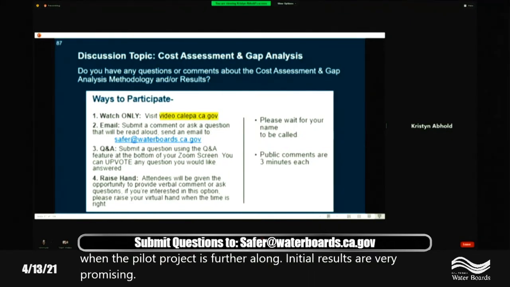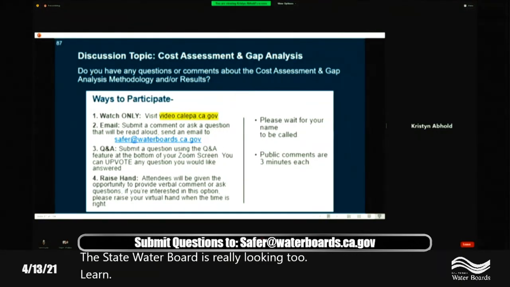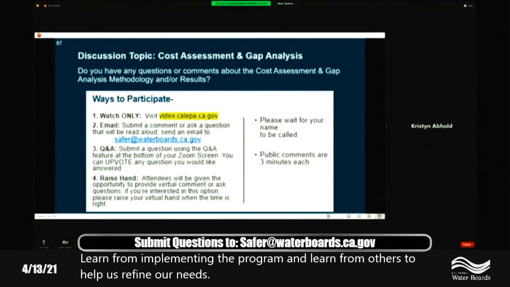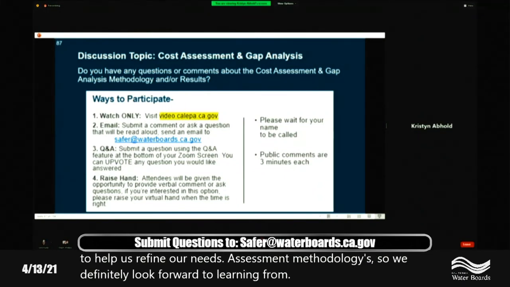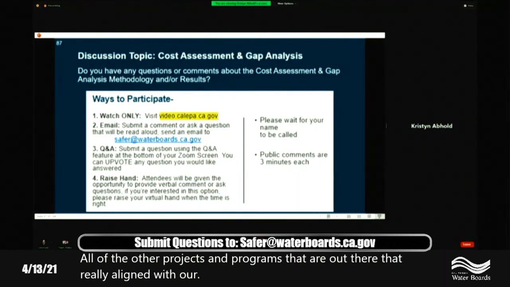And Madeline, I think to your point, the SAFER program, the State Water Board is really looking to learn from implementing the program and learn from others to help us refine our needs assessment methodologies. So we definitely look forward to learning from the UCLA project, in addition to all of the other projects and programs that are out there that really align with our work under the SAFER umbrella.